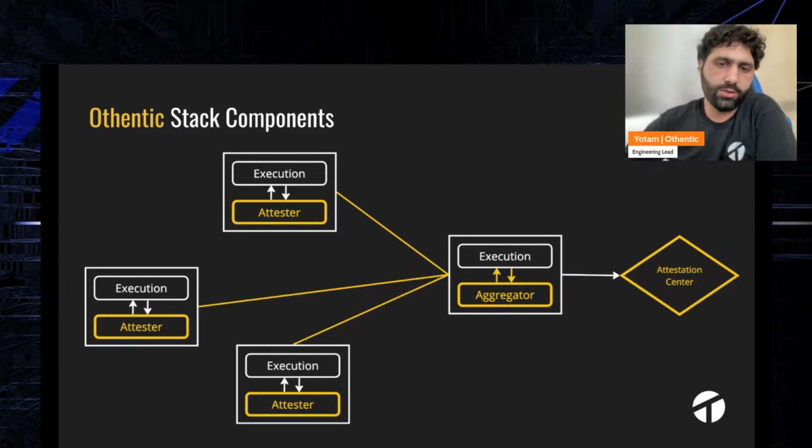And every attester node sends an attestation on the P2P network. And for every network, there are aggregator nodes, which are responsible for fetching all of these attestations, then aggregating them using the BLS scheme, and then submitting the aggregated BLS signature to the attestation center, which is a contract deployed on chain. All of that comes built in out of the box with the Authentic stack.